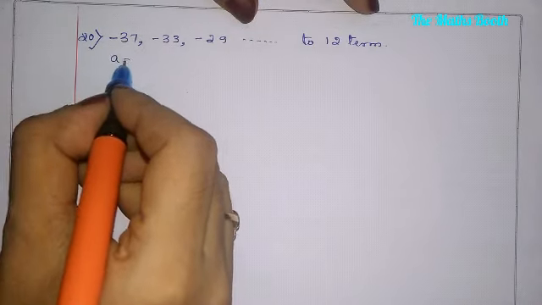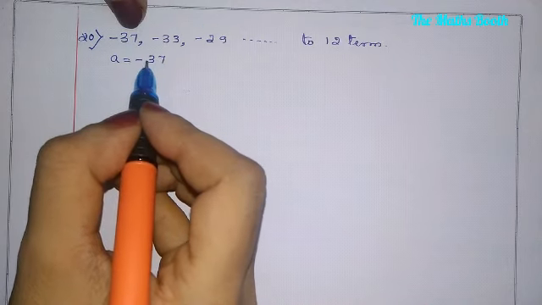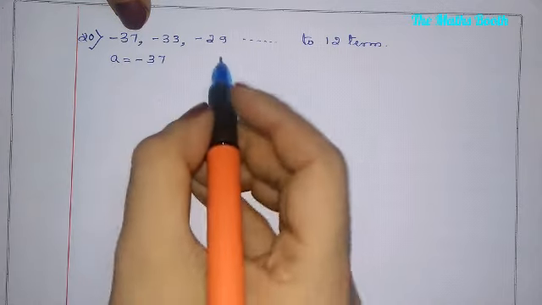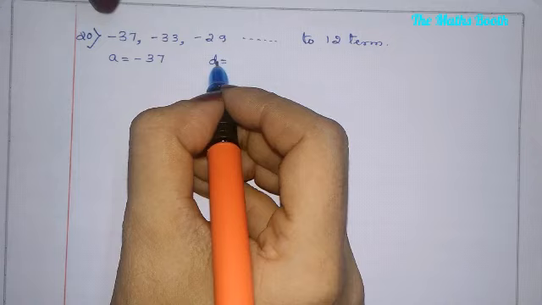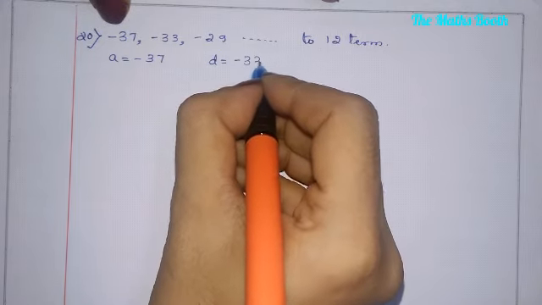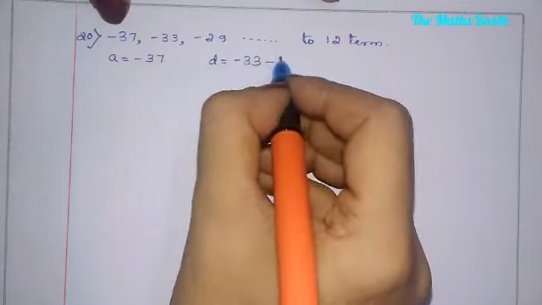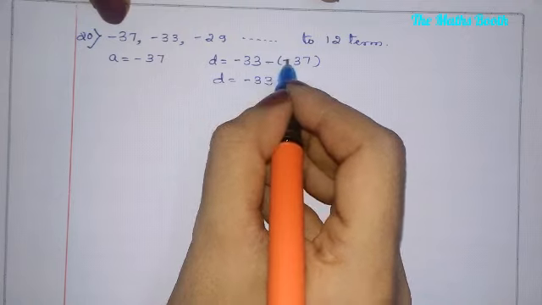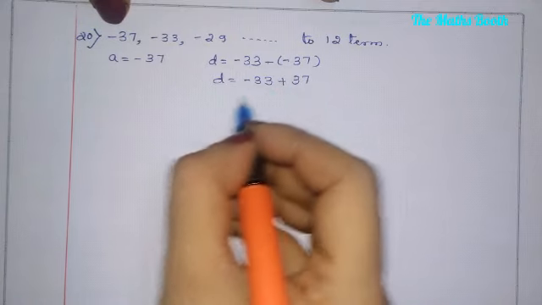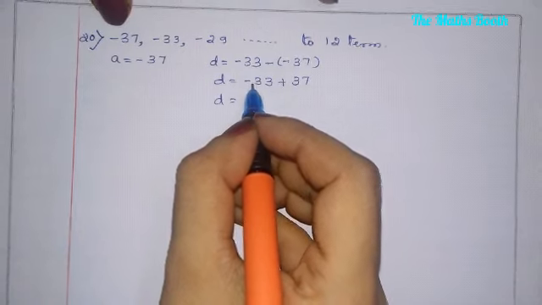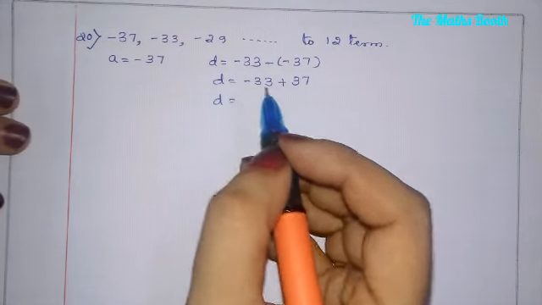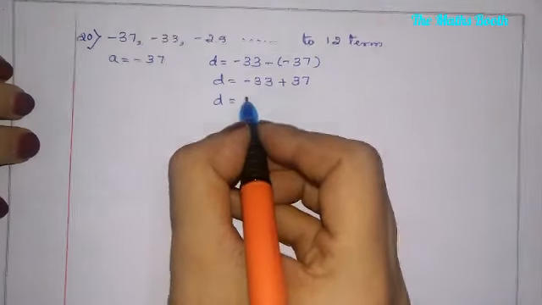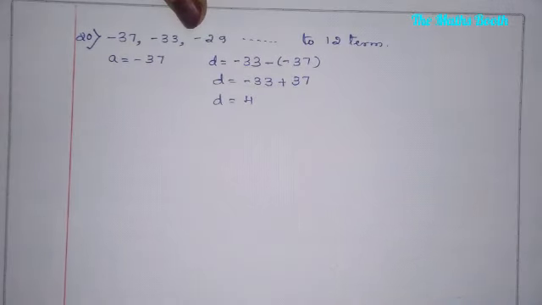A is equal to minus 37. We know that the first term is the first number. D is equal to second term minus first term: minus 33 minus of minus 37. So D is equal to minus 33, minus minus is plus 37. Minus 37 minus 33 is nothing but we are going to get 4. So here we got the D value as 4.